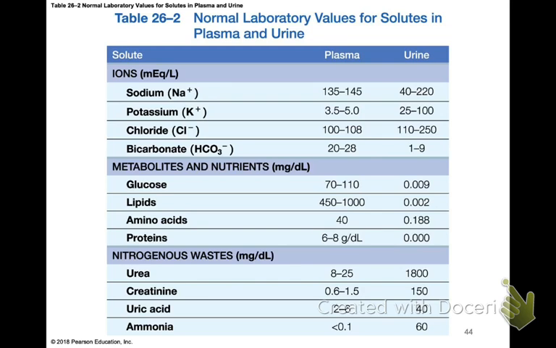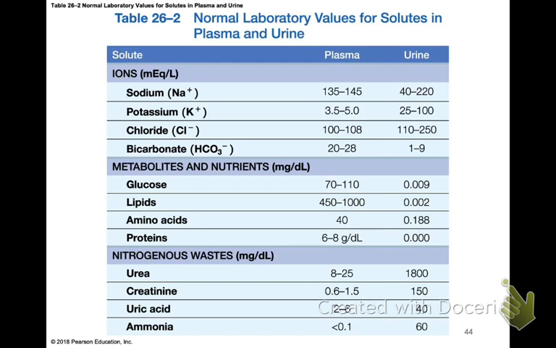Chloride, 100 to 108 in the plasma, 110 to 250 in the urine, which means, again, you're excreting some chloride. Bicarbonate level, very low in the urine, but it varies from 1 to 9. That's a huge range, and we'll see when we get into acid-base balance why that is.